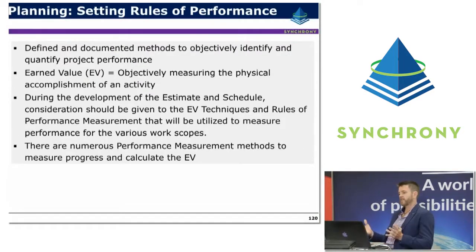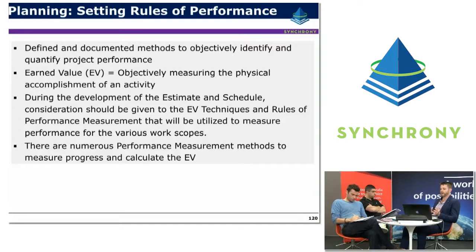So another important aspect of this planning process is setting rules of performance, rules of credit as they're sometimes called. It's about having defined and documented methods to objectively identify and quantify project performance. So earned value is all about objectively measuring the physical accomplishment of activity. So how are we going to measure this activity? During the development of the estimate and the schedule, that's the right time to be thinking about what is the earned value technique that we're going to use. What are the rules of performance measurement that are going to be utilised in execution to measure performance of these different work scopes? So there are a number of different performance measurement methods to measure progress and to calculate earned value.